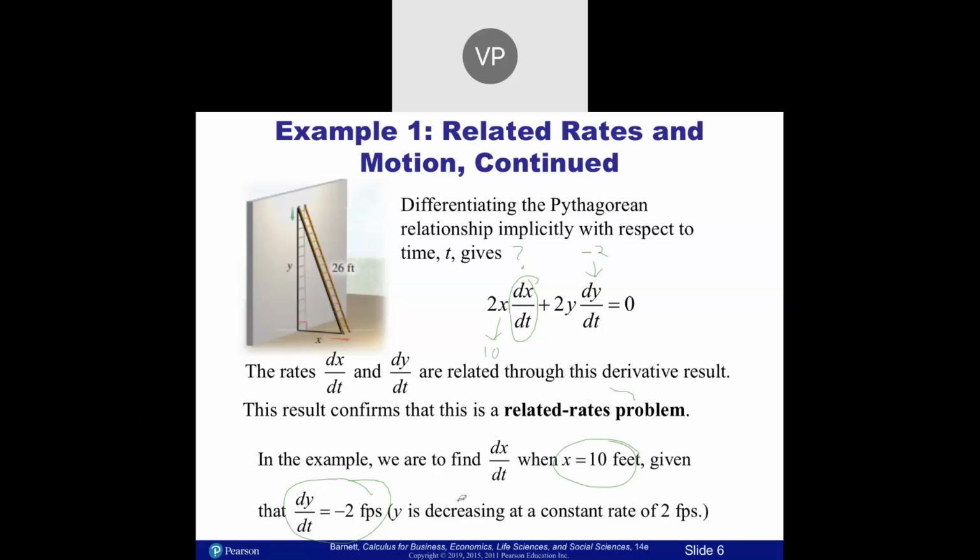Now remember, there's 4 variables here. They want us to find this one. In order to find that one, I have to know the other 3. Well, I know the x, I know the dy dt, but I don't know this y right here. Well, there is a way to find it. Okay, go to the next slide maybe.